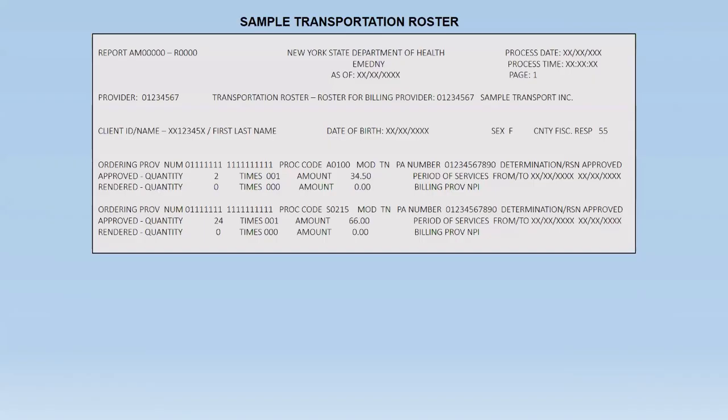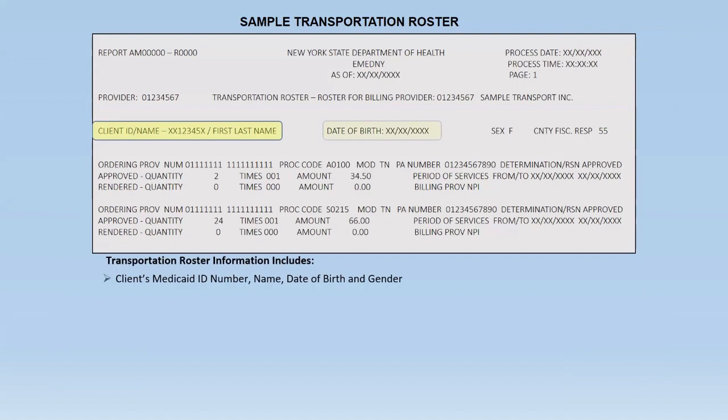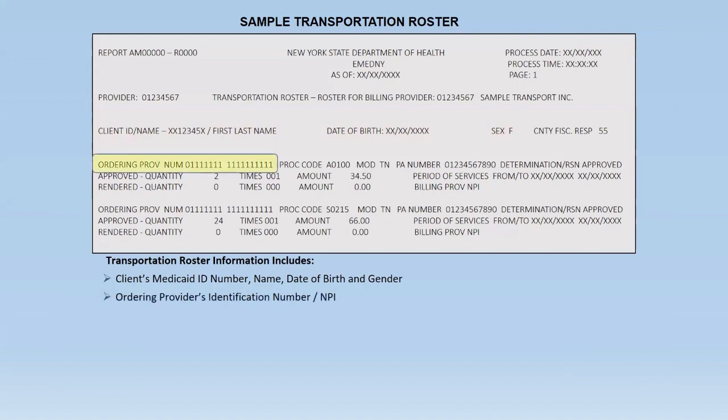Let's take a look at the contents of a sample transportation PA roster. The roster includes the client's Medicaid ID number, name, date of birth, and gender. Below the client ID is the ordering provider's Medicaid identification number and NPI number. Refer to the Transportation Provider Manual Policy Guideline for additional information on the requirements for including an ordering provider on a non-emergency transportation claim. The procedure codes and modifiers, if applicable, will be displayed next.